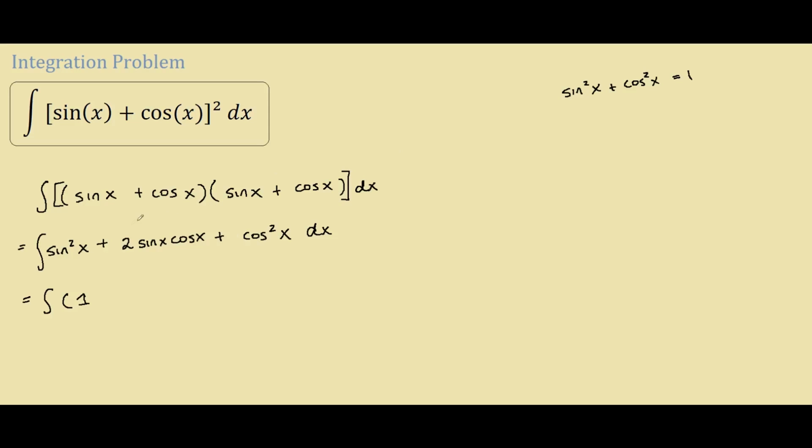Then our next identity is that 2 sine x cosine x equals sine 2x. So this integral shortens down to the integral of 1 plus sine 2x dx.